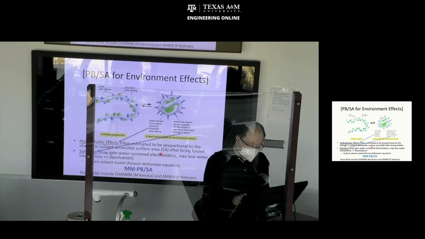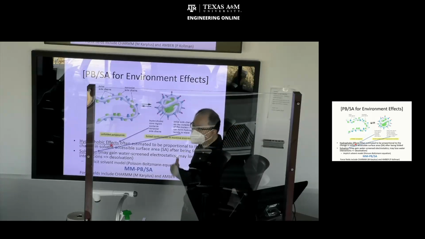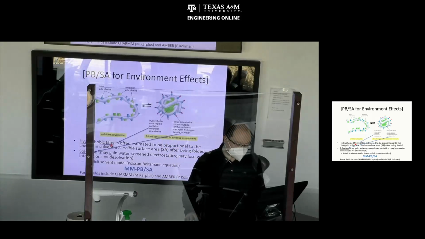MM is calculating the enthalpy as I described before. Poisson-Boltzmann is calculating the solvation. And then SA is for the solvent accessibility for calculating the hydrophobic effects. There are different programs like CHARMM or AMBER that can calculate the energy values if you give a protein structure to it. So this is the objective function. Any question about the objective function so far?